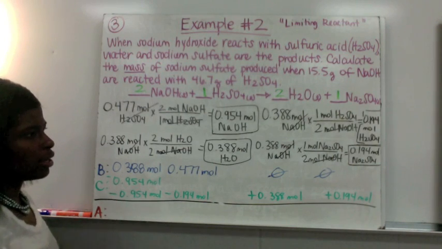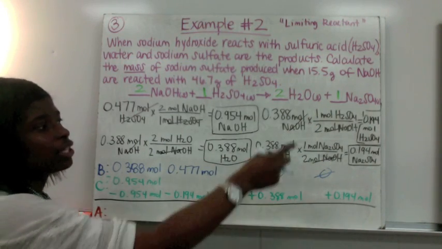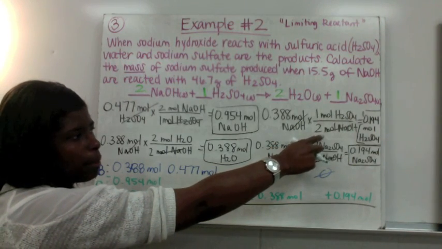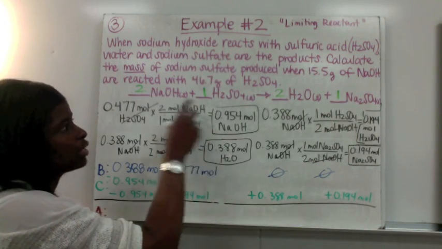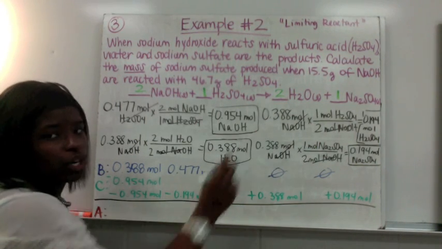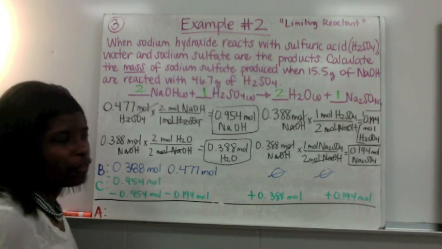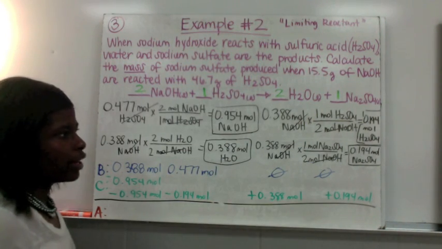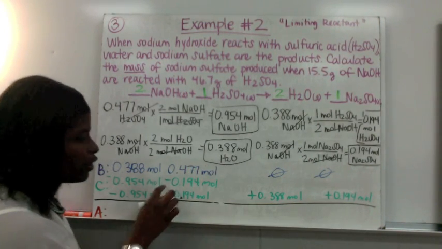And then we're going to do the same thing to get your amount of sulfuric acid using sodium hydroxide. So 0.388 moles of sodium hydroxide. Your mole ratios from your coefficients come in. So 1 mole of sulfuric acid, 2 moles of sodium hydroxide. So moles of sodium hydroxide are going to cancel. So then you have 0.388 times 1 mole of sulfuric acid divided by 2. That gives you 0.194 moles of sulfuric acid. So that's going to come into your change part of your chart. It's going to be negative because you're putting it into the reaction.